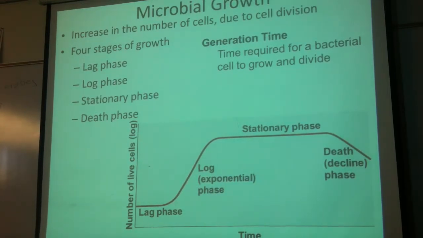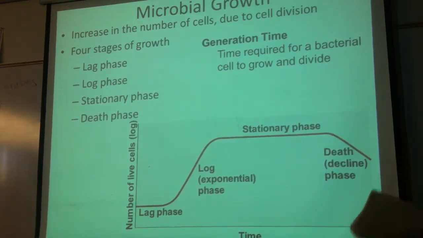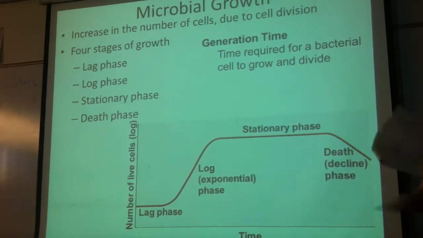Microbial growth. Okay, we've talked about growth, we've talked about doubling. There are four basic stages. You have lag, log, stationary, and then eventually death. These are very important when you're trying to deal with cultures and when you want to look at them. So generation time is just the time required for a bacterial cell to grow and divide. And that generation time changes from microbe to microbe. And so this is just to give you an idea.